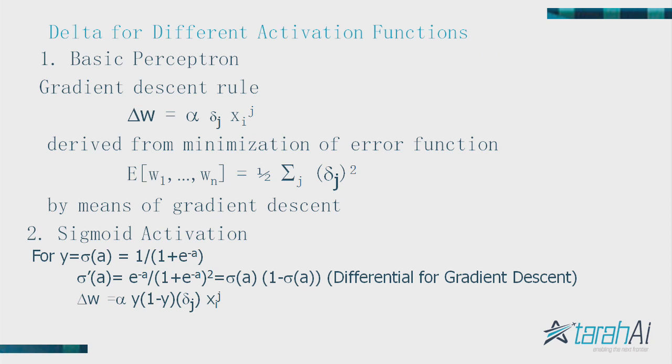Now, what is the gradient if you have a linear function or if you have a sigmoid function? Each of the delta formulas differs depending upon what activation function you are using. For example, if you have an activation function which is sigmoid, 1 by 1 plus e to the power of minus a, then delta W becomes sigma times y of 1 minus y times delta j times xij. This is basically for the sigmoid activation function.